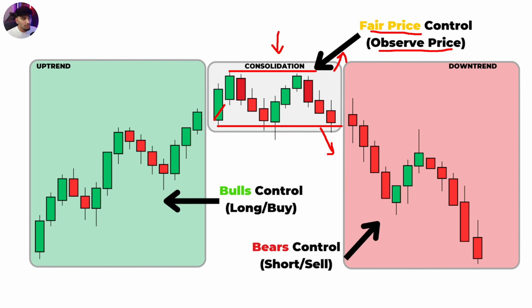We do not want to trade this range or consolidation action as this is the lowest probability for the break and retest setup. Now, on top of this, we know that there's only 3 ways a stock can move. One is the fair price control.